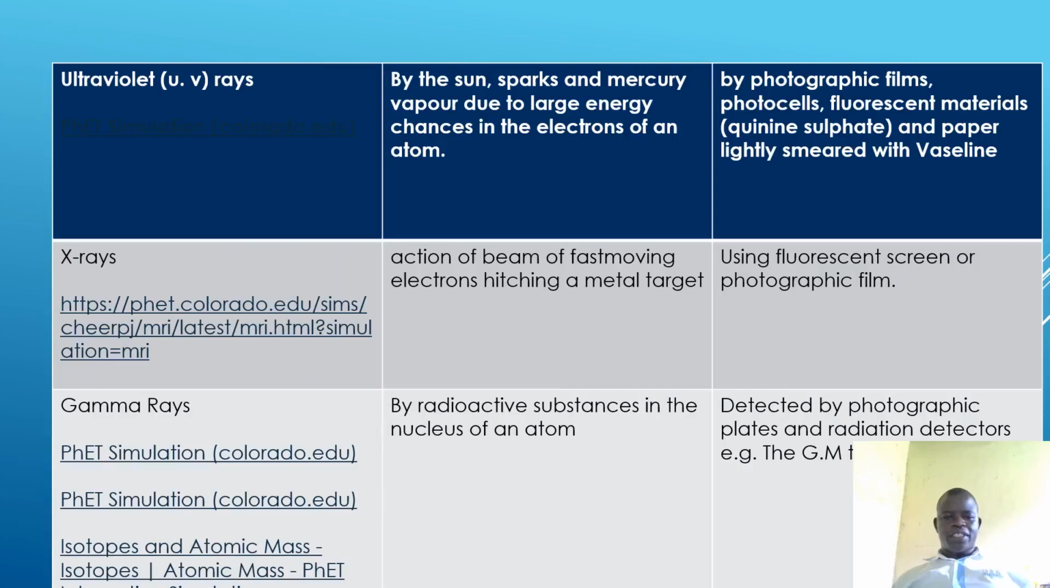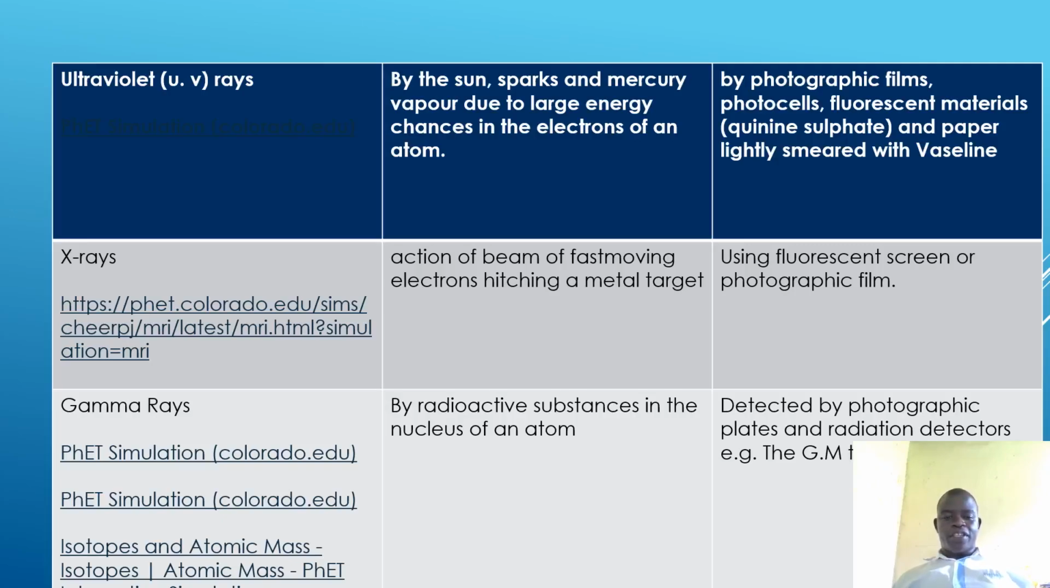UV light: the source is the sun. We also have sparks and mercury vapor lamps, detected by photographic films, photocells, and fluorescent materials like quinine sulfate and paper lightly smeared with Vaseline.